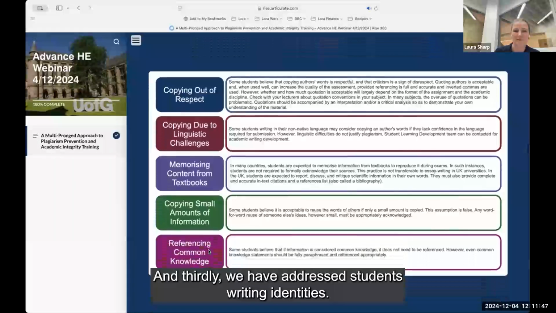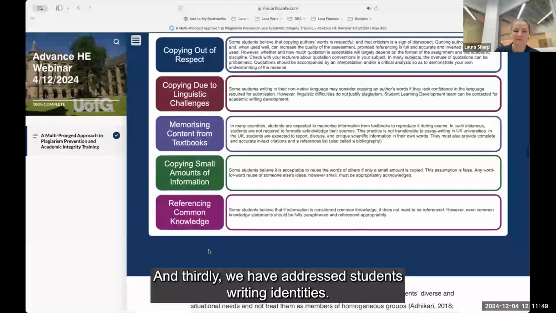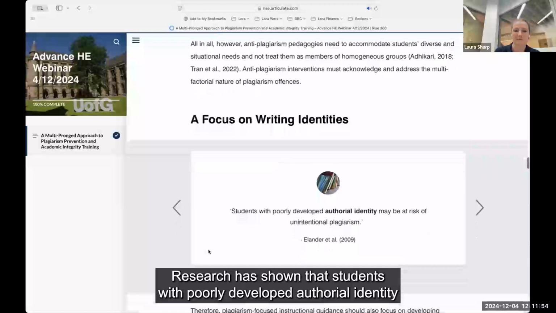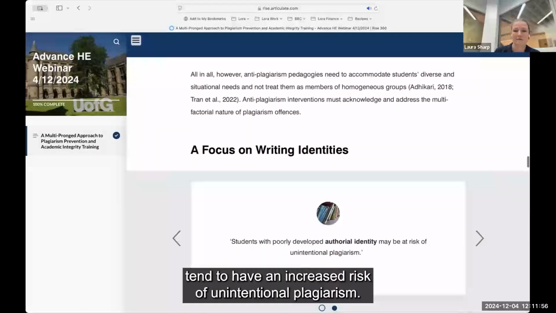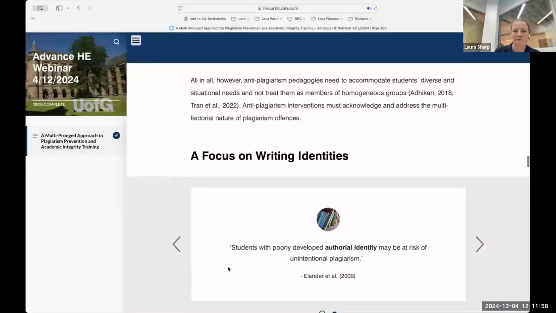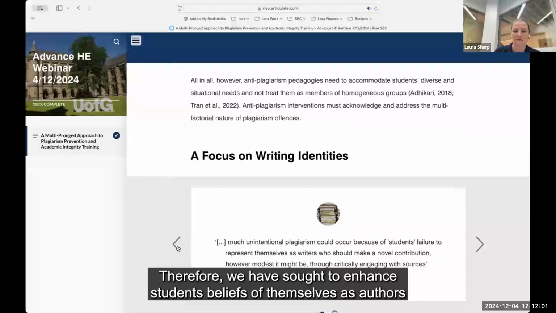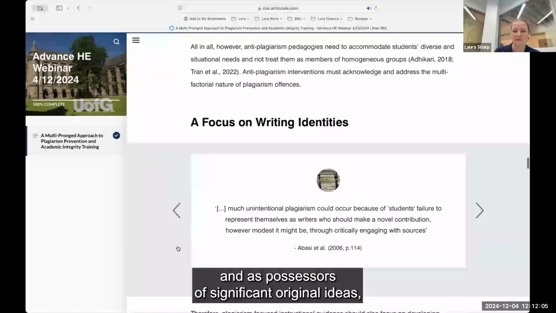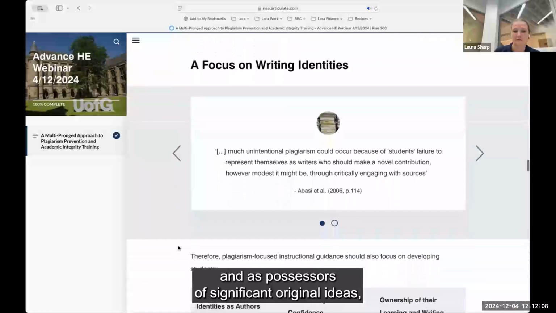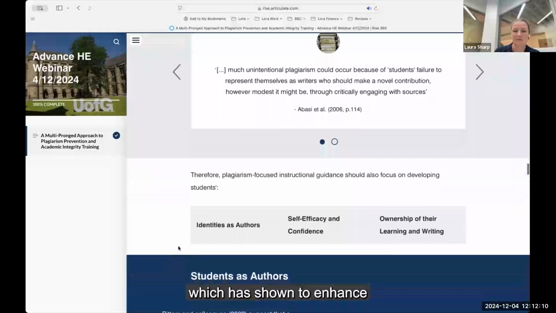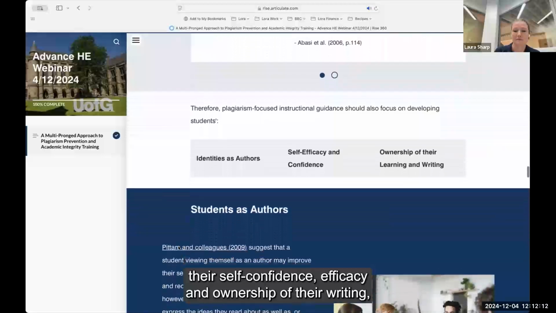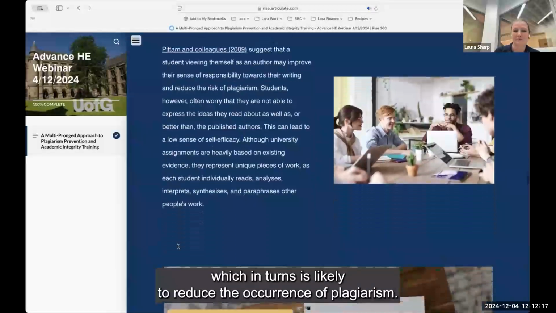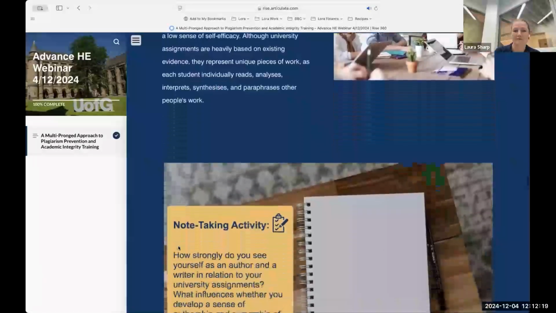And thirdly, we have addressed students' writing identities. Research has shown that students with poorly developed authorial identity tend to have an increased risk of unintentional plagiarism. Therefore, we have sought to enhance students' beliefs of themselves as authors and as possessors of significant original ideas, which has been shown to enhance their self-confidence, efficacy, and ownership of their writing, which in turn is likely to reduce the occurrence of plagiarism. Thank you.